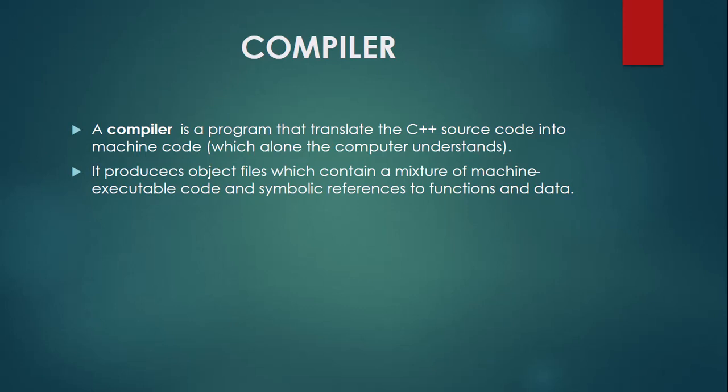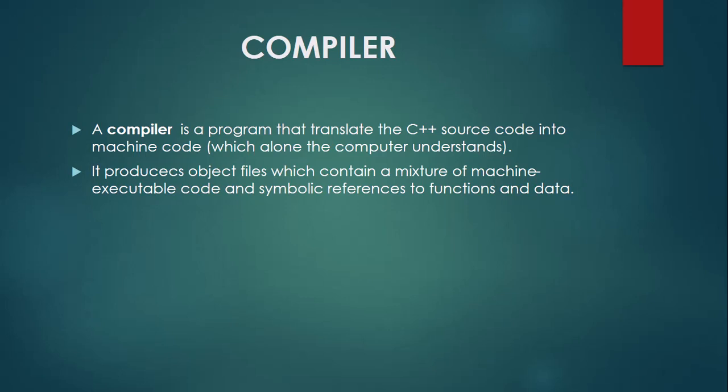That is what we call the syntax. The syntax is the rules the program should follow. You cannot use the syntax of Java or C in C++, it will never work. So the compiler first checks that the source code you have written follows the C++ rules, and then produces object files which contain a mixture of executable code and symbolic references to functions and data. So it translates the source code into machine code.